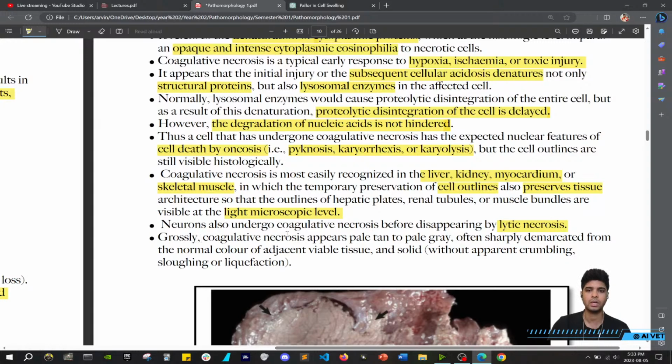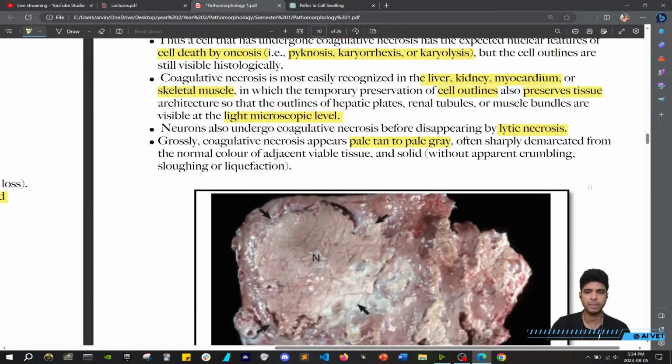Okay, grossly how they look is pale tan to grey, often sharply demarcated from the normal color of adjacent viable tissue, without apparent crumbling, sloughing or liquefaction. Okay, they don't liquefy or crumble, they still hold the shell shape, and you can see the outer membrane.